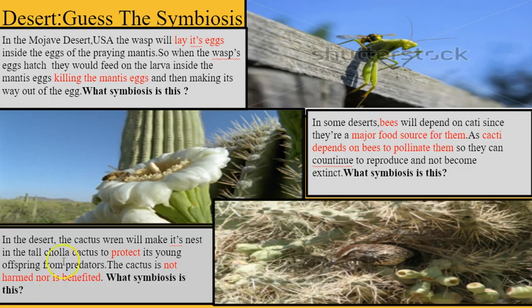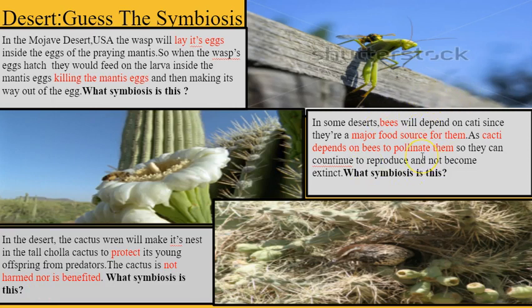Alright, so looking up here at scenario 1, we can see that this takes place in the Mojave Desert. So what is occurring here is a wasp is laying its eggs on a praying mantis and then killing the praying mantis. So if you said that the symbiotic relationship between the wasp and the praying mantis was a parasitic relationship, you would be correct.